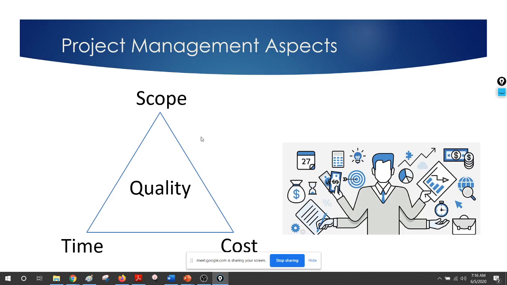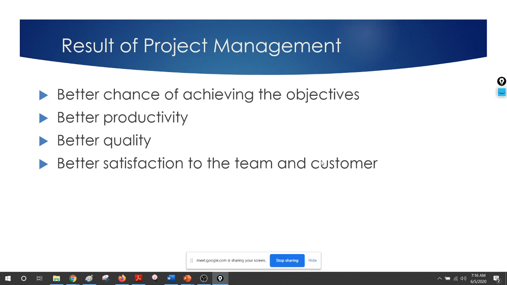Of course, there are some other aspects as well that we are not going to discuss here, because there is one full subject for that, right? So I'm just mentioning the key four aspects only. Okay. Right, so the result of project management is you are going to have a better chance of achieving your objectives, because you manage it, you are not just doing it, right?